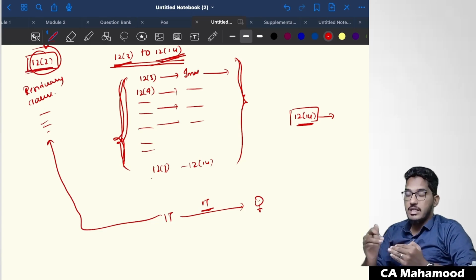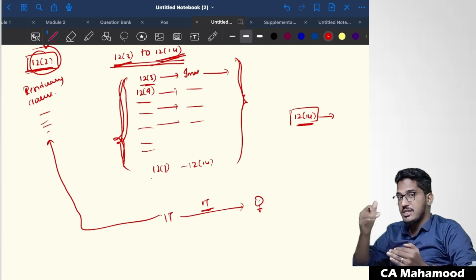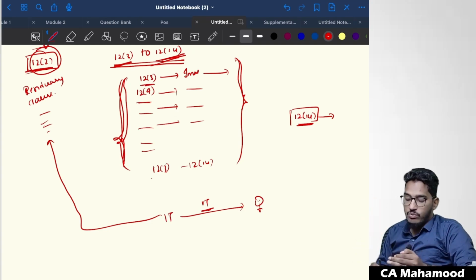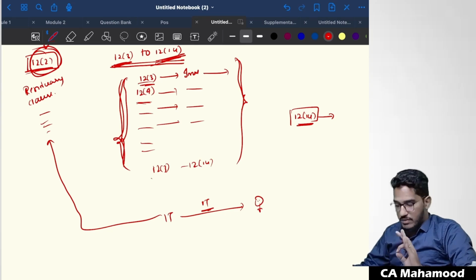If the service which is getting provided does not fall under any of the categories given from 12 subsection 3 to 12 subsection 14, then you have to apply the rules given under 12 subsection 2. If you are providing a service which is getting covered in any of 12 subsection 3 to 12 subsection 14, you have to follow whatever has been given under that respective subsection for determining the place of supply. Guys, able to understand whatever I have told you?